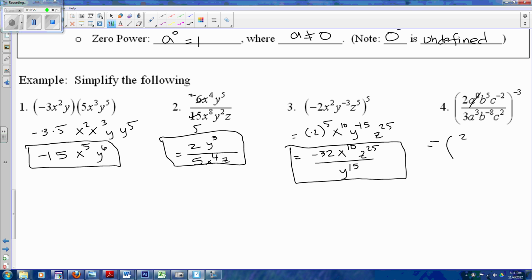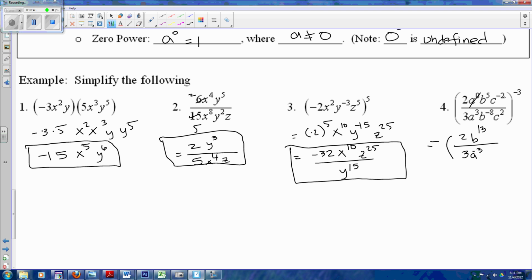So I'm still going to have a 2 and a 3. Those can't cancel. The a to the 3rd would then still be down here on the bottom. I look at my b's. B to the negative 8 is going to flip up to the top. So I'm going to have b to the 5th, b to the 8th on top. And so those are going to add together and get b to the 13th.